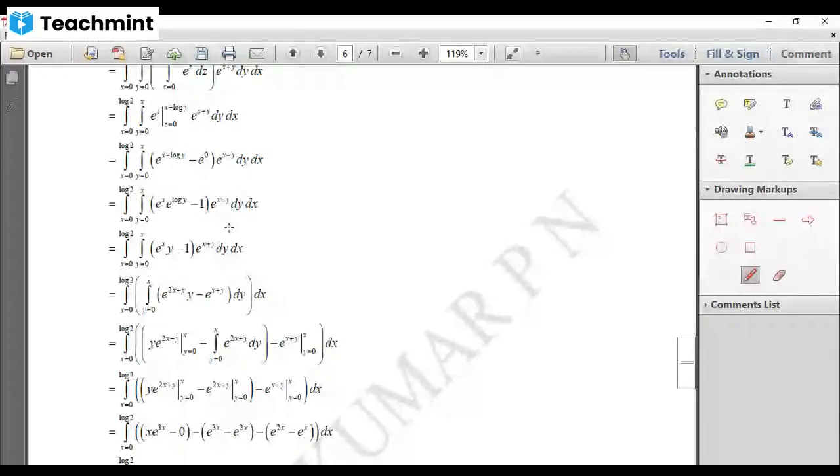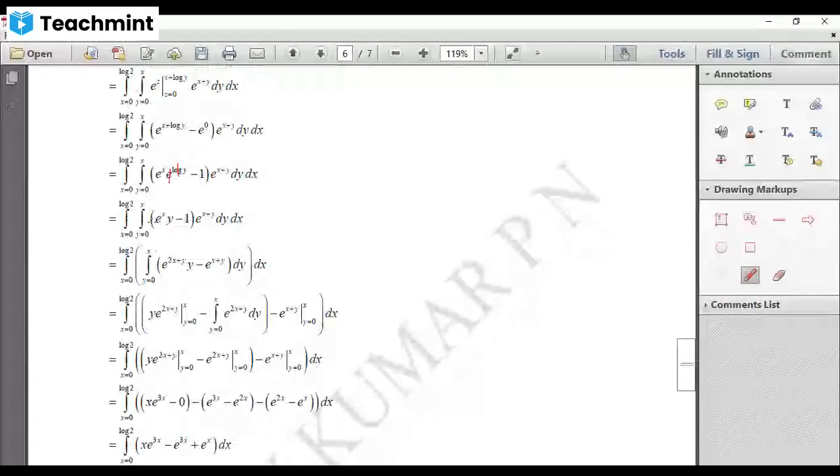Now multiply this. Before multiplying, separate this. We can write this one as e to the power of x into e to the power of log y. And log and e cancel. So you'll get y. Now multiply this by e to the power of x plus y. E to the power of x plus y into e to the power of x. Since they are of the same base, we can add the power. So x plus x, 2x plus y into y, minus e to the power of x plus y into 1 is e to the power of x plus y.